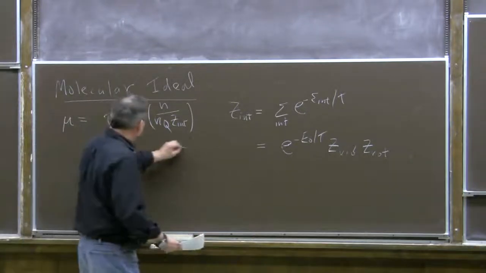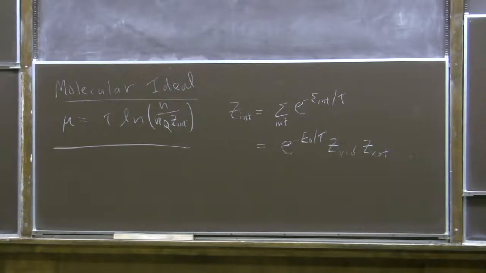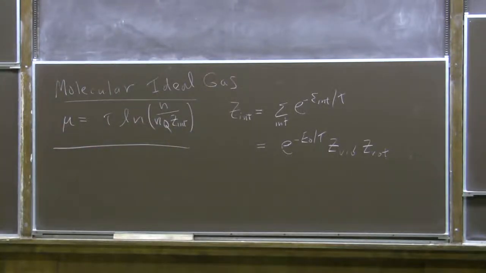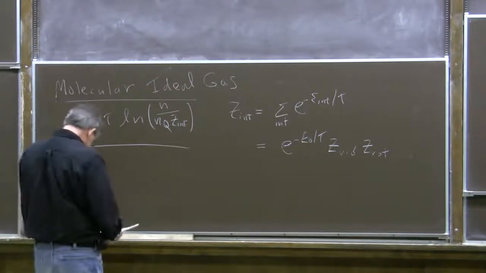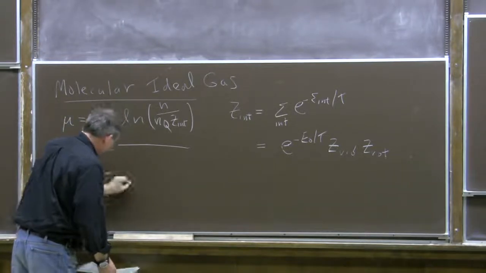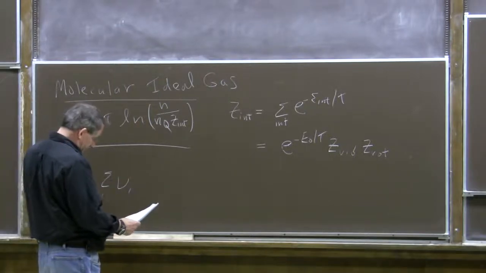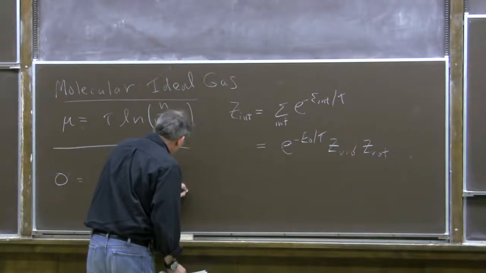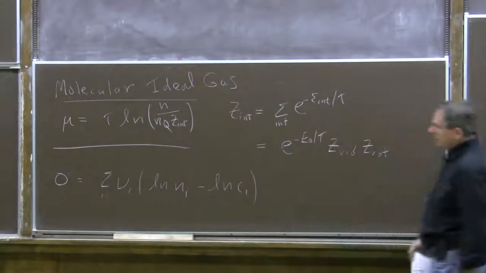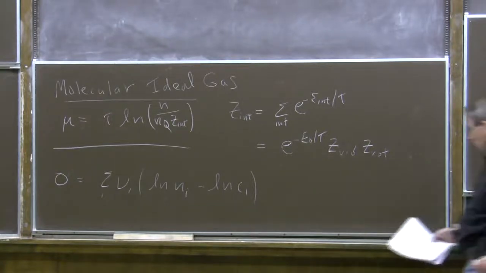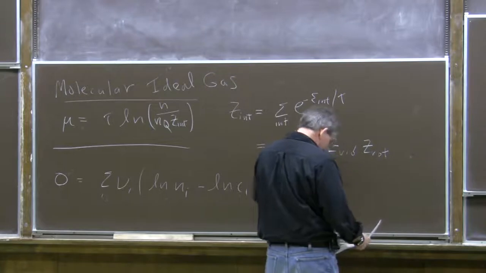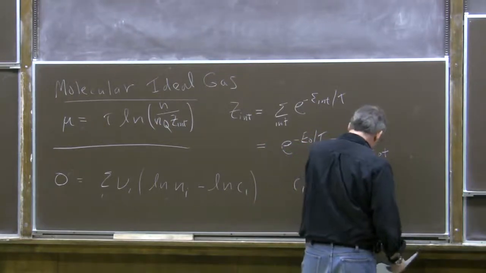So, if we consider a chemical reaction in which all of the species are molecular ideal gases, then the condition for chemical equilibrium can be written as 0 equals the sum over i of nu_i, determined by the chemical reaction, times the chemical potential, which I can write as the log of the concentration of species i minus the log of some constant independent of concentration, but depending on the species, whereby C_i I just mean, as I read off from this expression for the chemical potential, the quantum concentration of that species times its internal partition function.